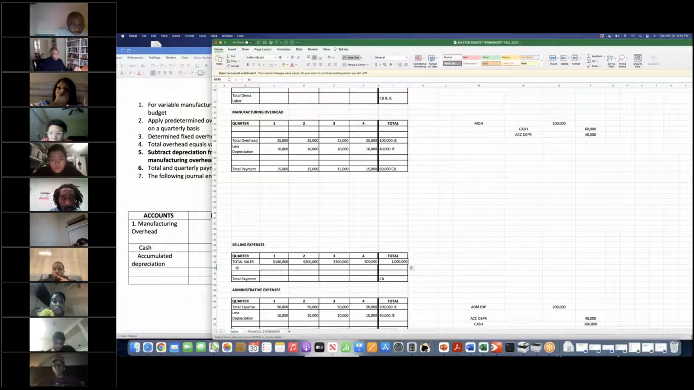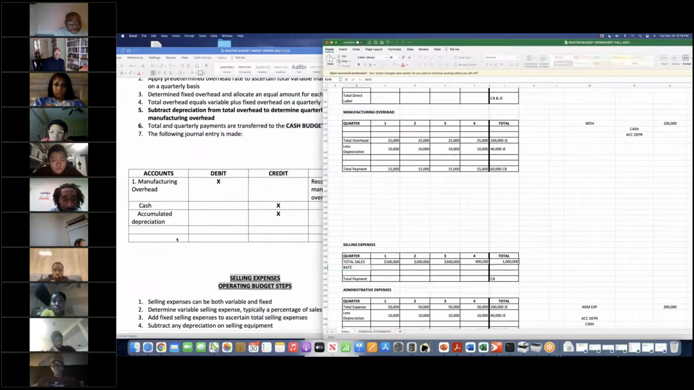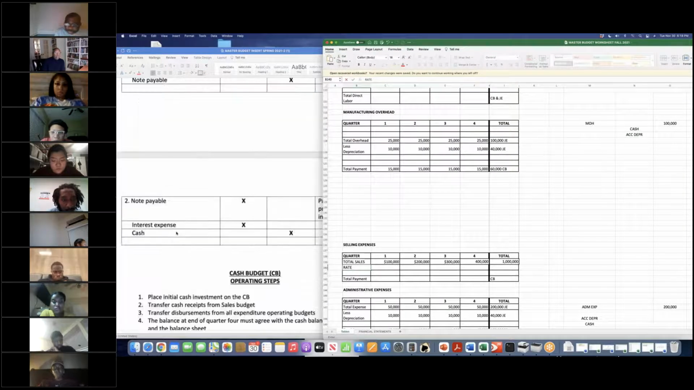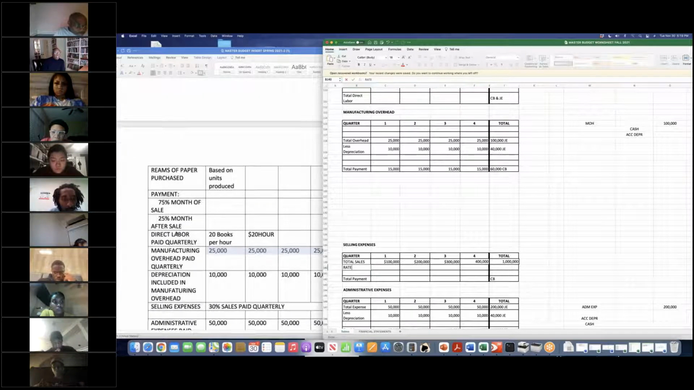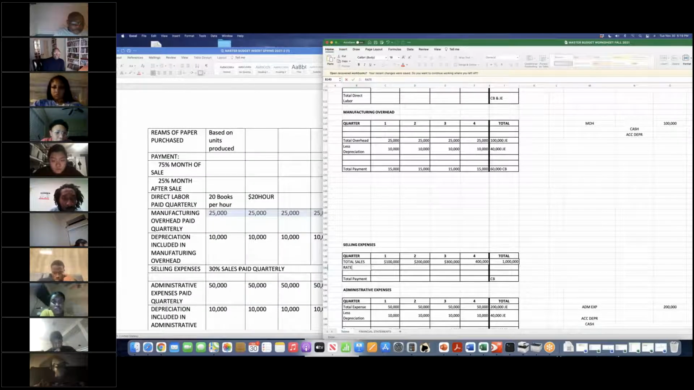What is our rate that we're paying? What rate do we pay? What's our commission rate for sales, for selling expenses, in your assumptions? You're talking about the 20, 30, oh, 40%. Selling expenses paid how much quarterly? 30%? 30%. Okay. 30%.